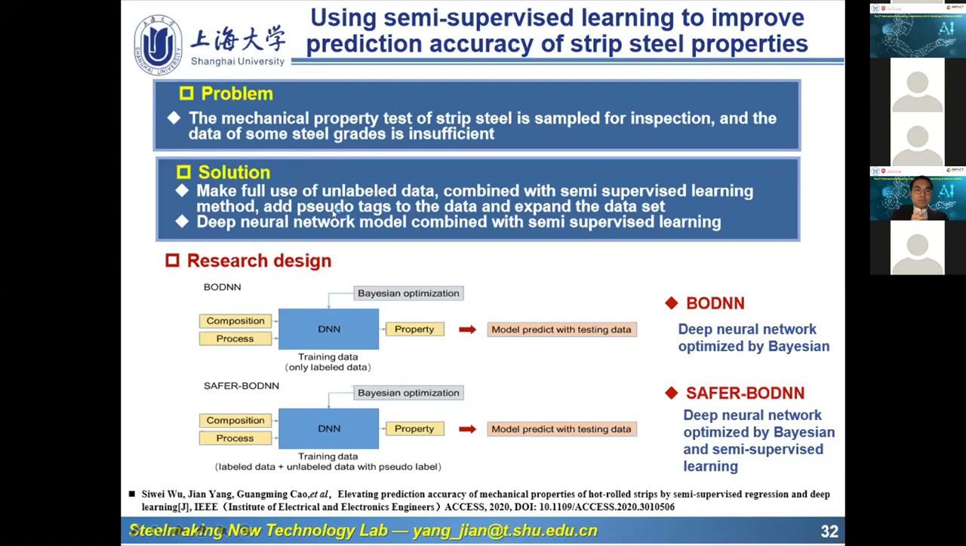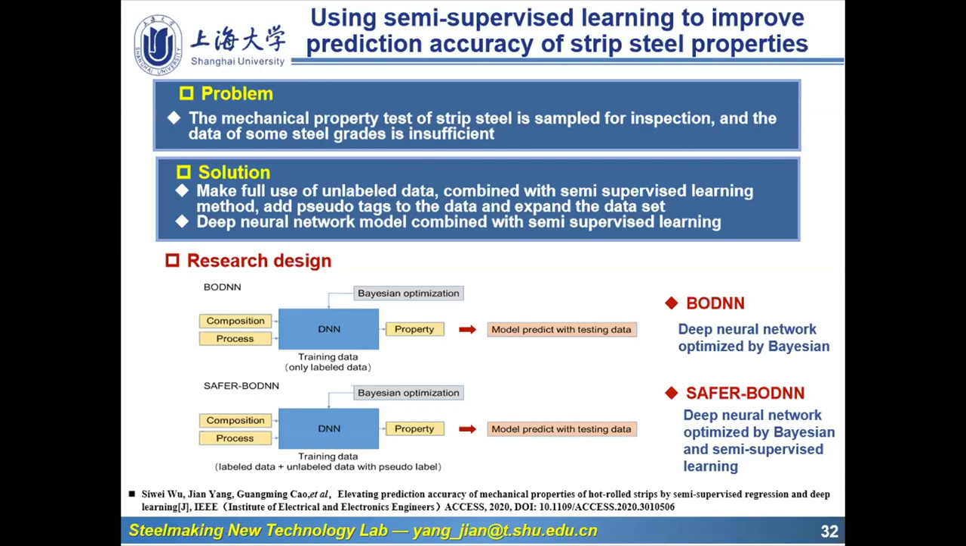unlabeled data. The unlabeled data is data that just has the information of the compositions and the process parameters, but without the information of the properties of the materials. So we make full use of this unlabeled data combined with the semi-supervised learning method, and add pseudo labels to the data and expand the data set. So we use the deep neural network model combined with the semi-supervised learning.